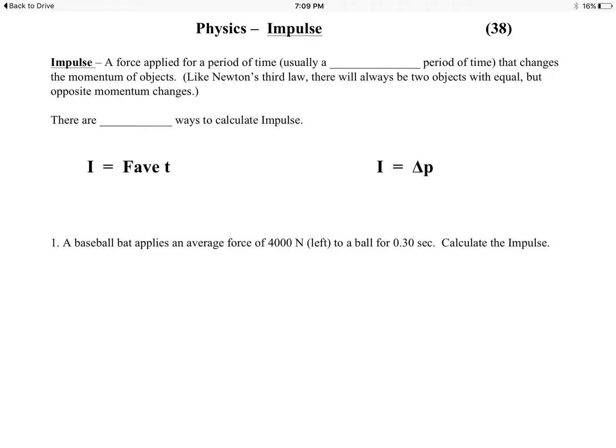Impulse is when a force is applied for a period of time, usually a short period of time. And this force changes the momentum of the object. And like Newton's third law, there's actually always two objects, and each object will have an equal change in momentum but in the opposite direction.